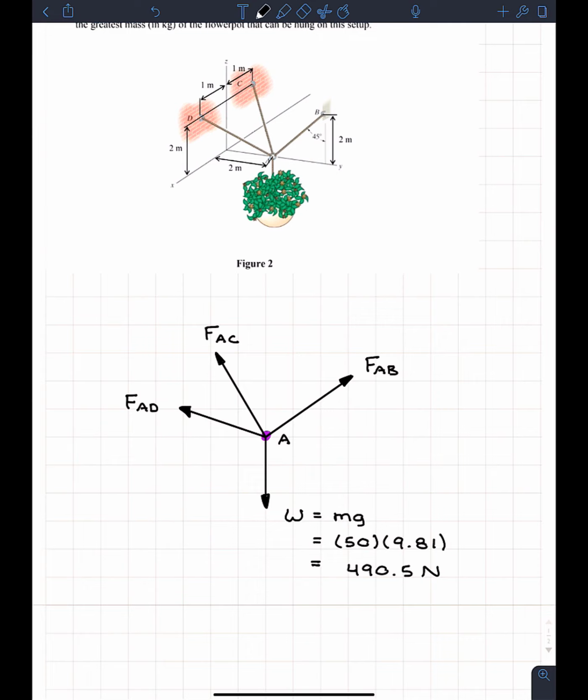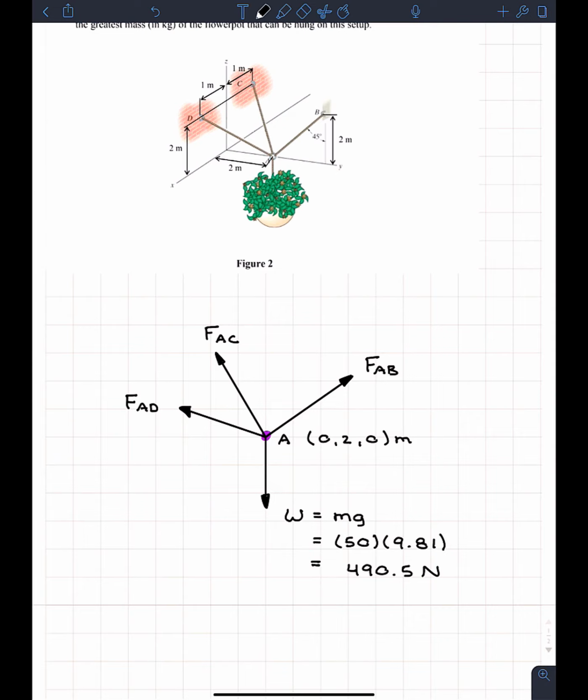Now, although all of our forces are labeled, remember a free body diagram should also have some dimensions, something that we can use to solve for the components of these. So in this case, our best bet is that we have coordinate points. So if we look at point A, we know it's 0 in the x, it's 2 in the y, and 0 in the z direction. That is units of meters.